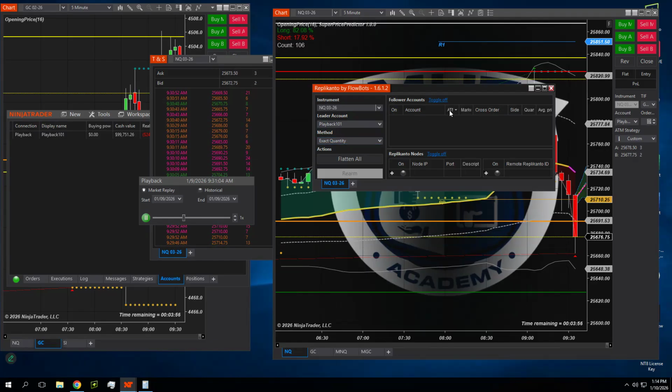You could use one of these to switch it up, and you could trade. Say you're trading NQ on one account, but you want to trade micros on another one. You could click micros or cross order. You could click cross order, and whichever ones you click cross order, it'll put those in micros.